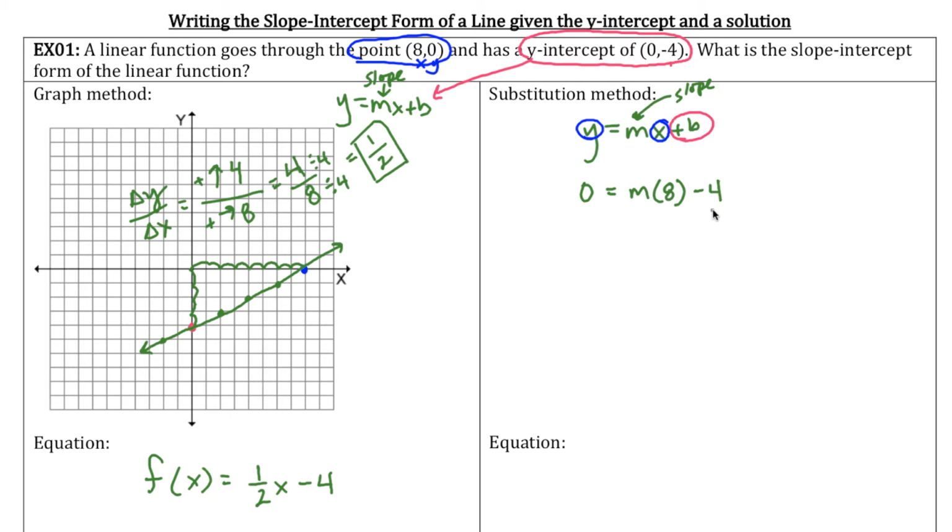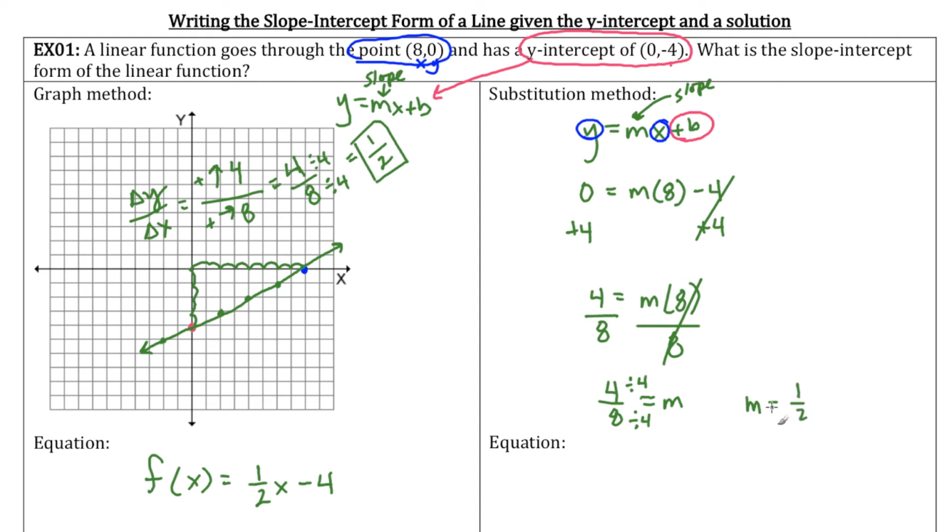So I'm going to add 4 to both sides, so I get 4 equals m times 8. Divide by 8, and 4 over 8 equals m. But remember, I can divide by 4. So m equals 1/2.